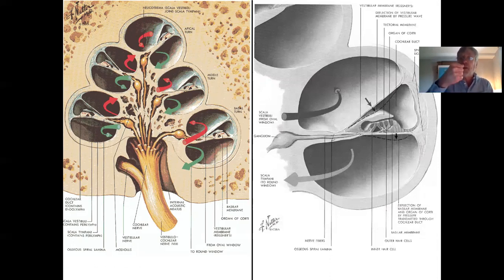You've got the footplate of the stapes pushing in and the round window bulging out. The footplate of the stapes pushing in and the round window bulging out. Boom, boom, boom. Okay? That's what I call the horizontal movement of fluid in the cochlea.